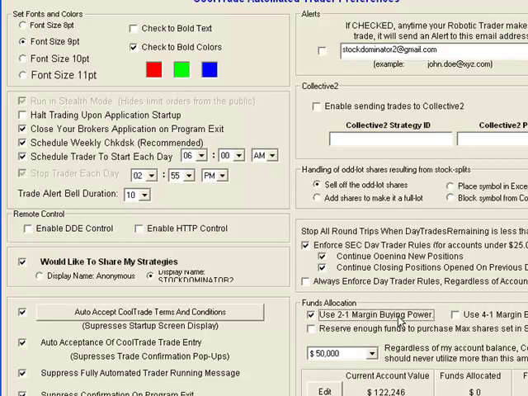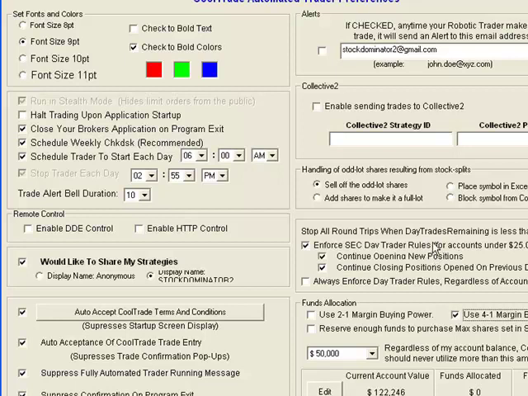Same thing with 2 to 1. That's for any strategy, but it's actually 1.85. If a bunch of your positions go against you, you don't want your broker automatically closing you out at the end of the day. Also, there are day trading rules for accounts that are less than 25,000, and CoolTrade will automatically enforce the day trading rules, so you don't get flagged as a day trader and your account frozen by your broker.